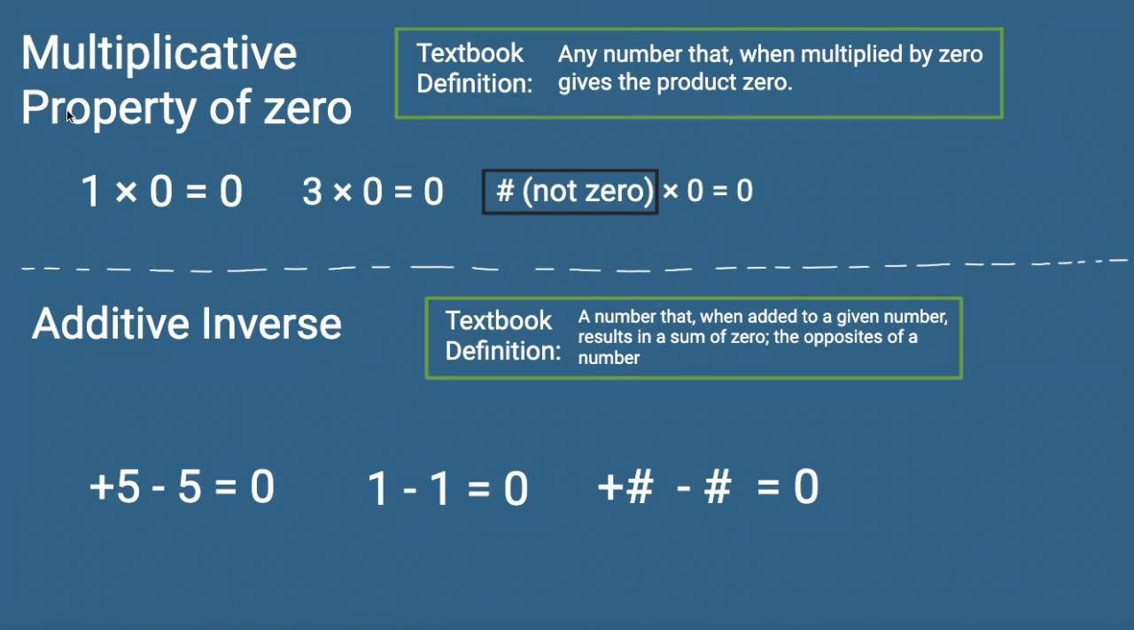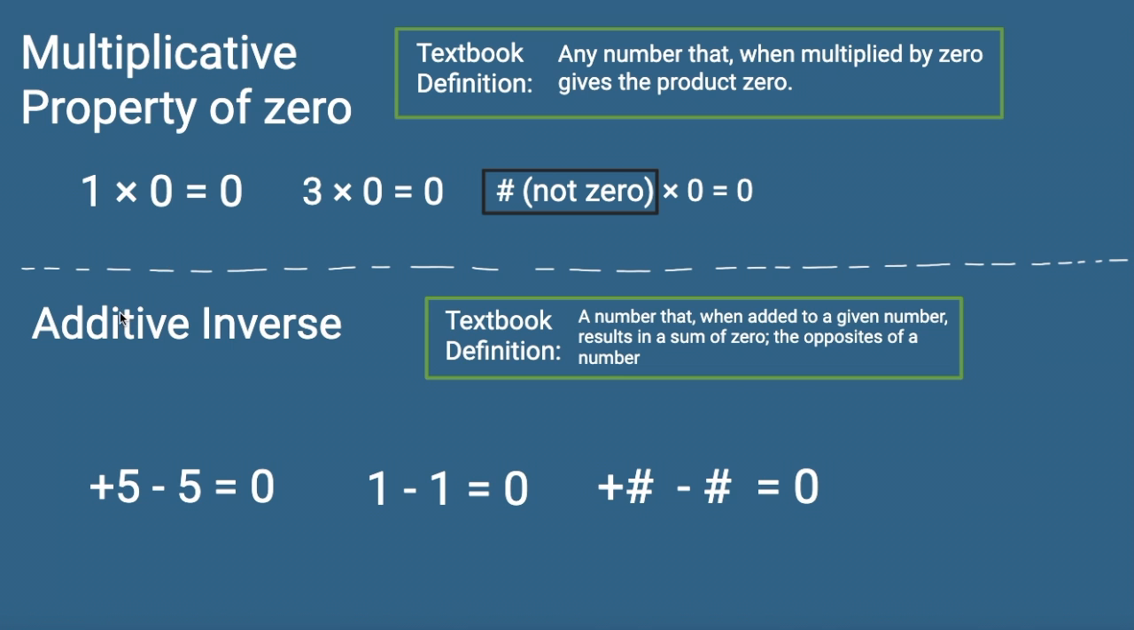Now, the multiplicative property of 0. The textbook definition is pretty friendly for this one. Any number that is multiplied by 0 gives the product of 0. A number that's not 0 times 0 equals 0. It can actually be any number. It can be even 0 too. So for example, 1 times 0 is 0. 3 times 0 is 0. Pretty easy. Anything times 0 is 0.